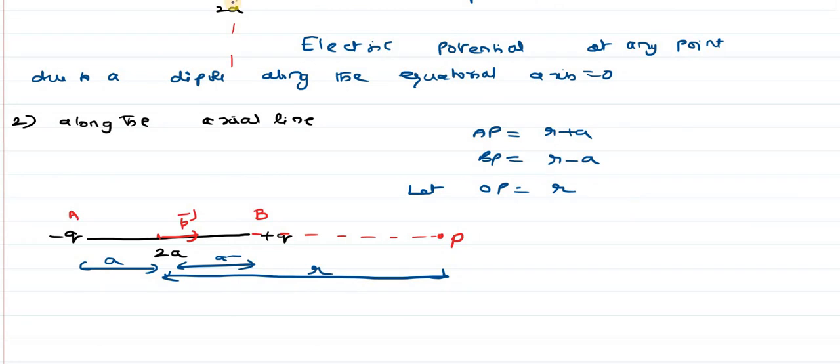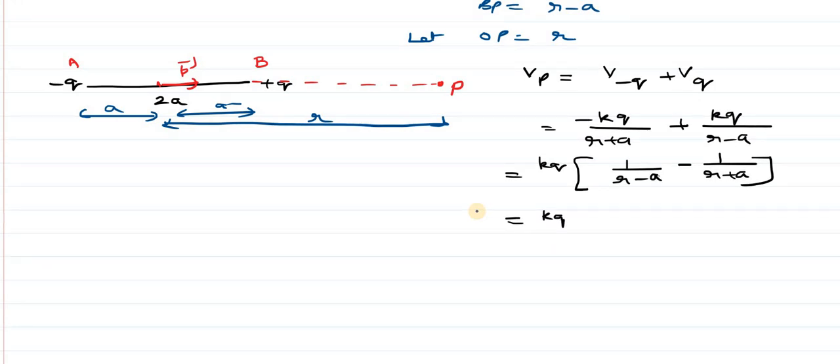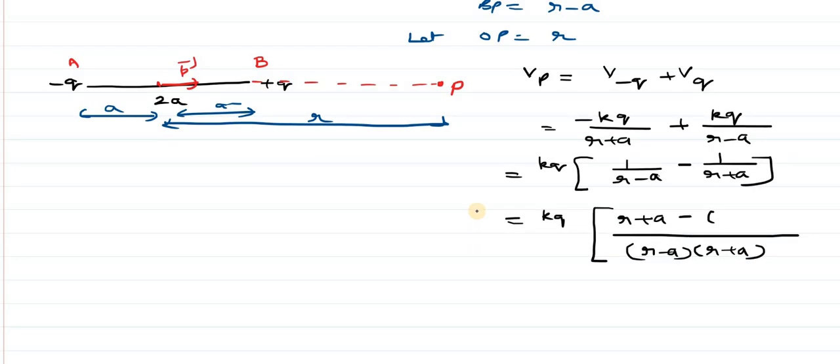Now what is the electric potential at point P? It is the sum of the potential due to the negative charge and the positive charge. So V due to the negative charge is minus kq by r plus a, and V due to the positive charge is plus kq by r minus a. Take kq outside: 1 upon r minus a minus 1 upon r plus a. Simple mathematics. Now take the LCM, r minus a into r plus a. In the numerator, r plus a minus of r minus a.